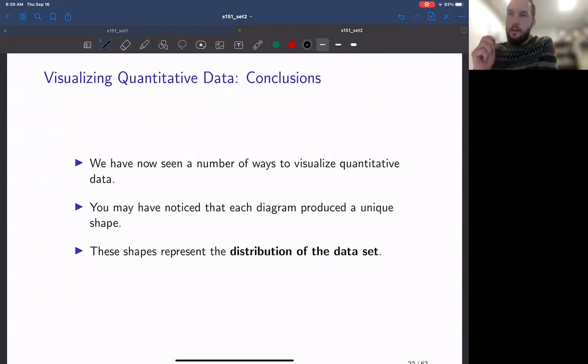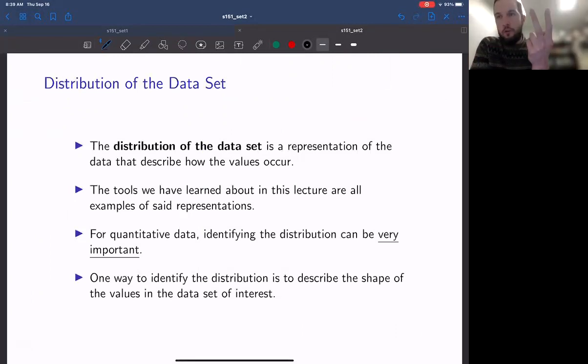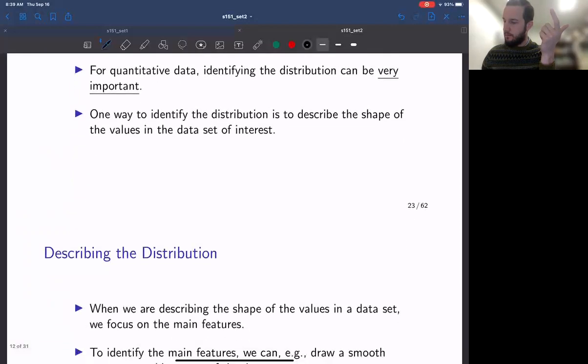So one of the main reasons that we want to visualize data, aside from the fact that it just makes it easier to absorb, is because we can also use these visualizations to describe what we call the distribution of the data set. Now, the distribution of the data set is going to be described using 2 main points. Those main points are what we call the modality and the shape of that distribution.